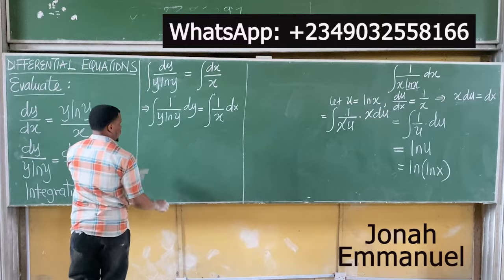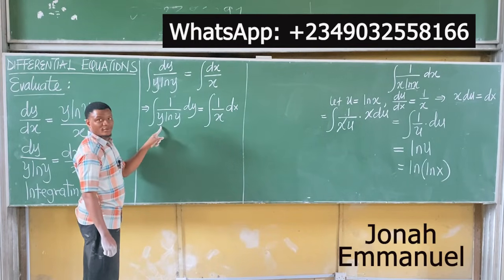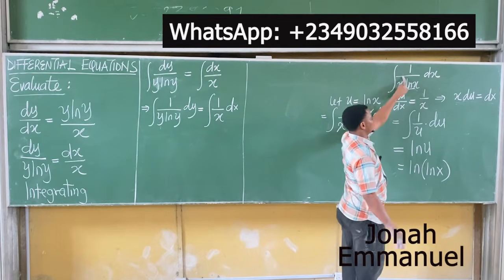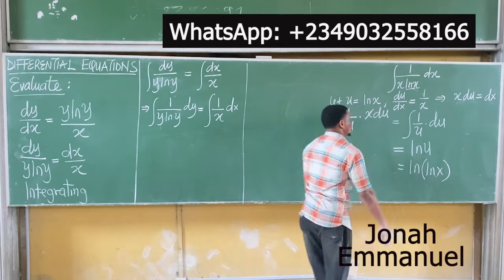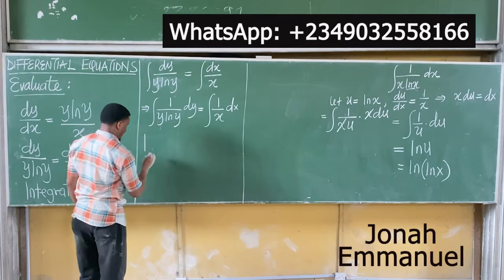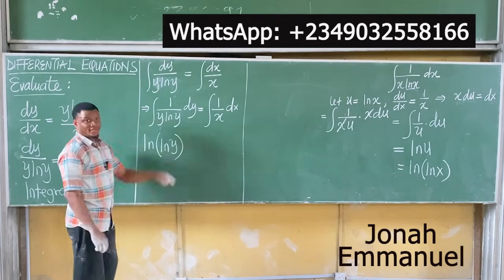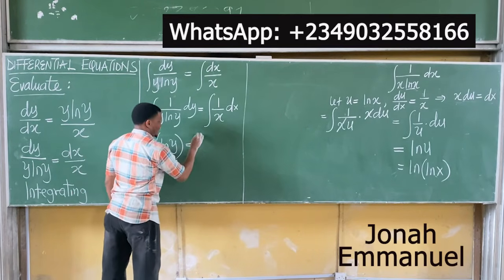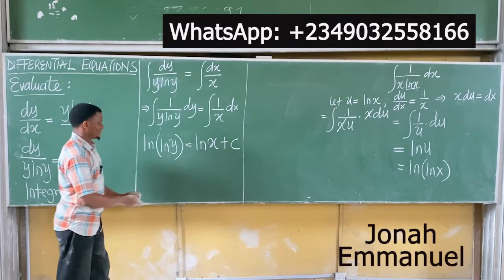In essence, look up, please. If I integrate 1 all over x ln x, I get ln of ln x. So change this to y. What would you get here? I say ln of ln y. Is that okay, please? I've done the solving there. This is equal to the integral of 1 over x. What do you get there? ln x plus c. How do you get y from here?